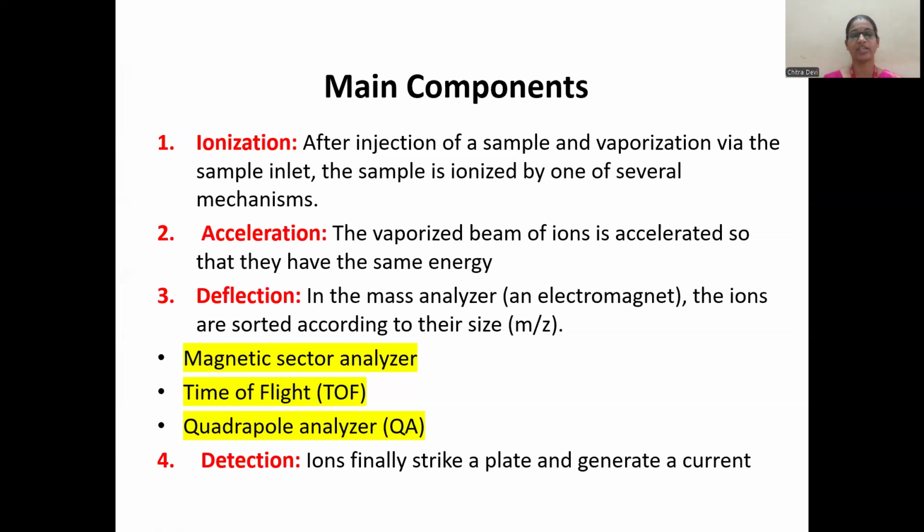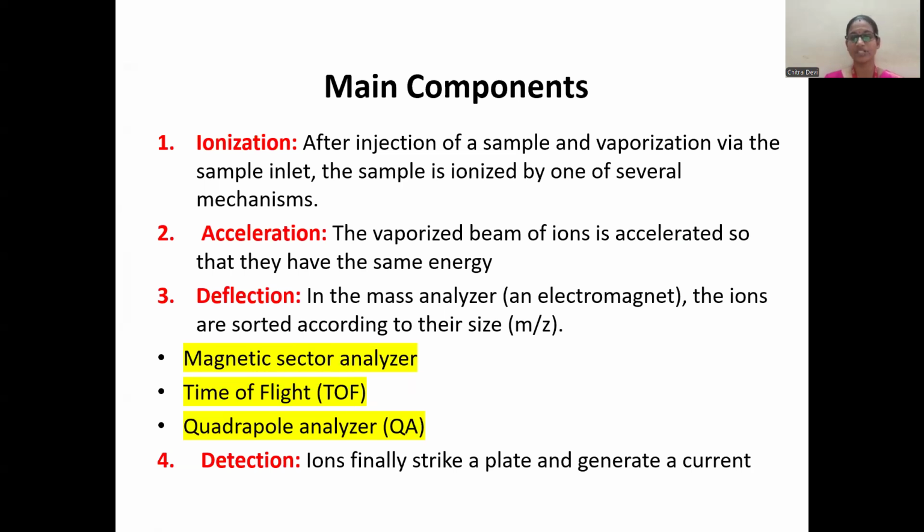Now if you go to the main instrumentation part, there are four components in the MS. The first is ionization, the second is acceleration, the third is deflection, and the final is detection. For the third part, deflection, three different analyzers can be used: a magnetic sector analyzer, a time of flight analyzer, and a quadrupole analyzer. These are the different types of analyzer used to find the mass to charge ratio of the ions coming from the acceleration chamber.